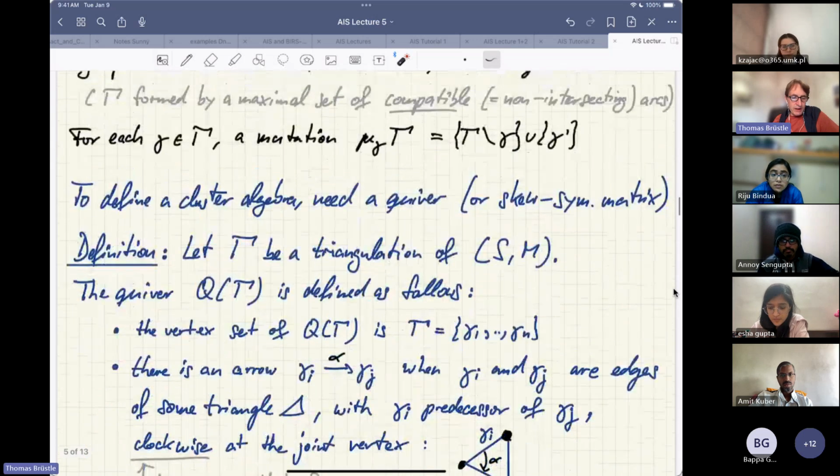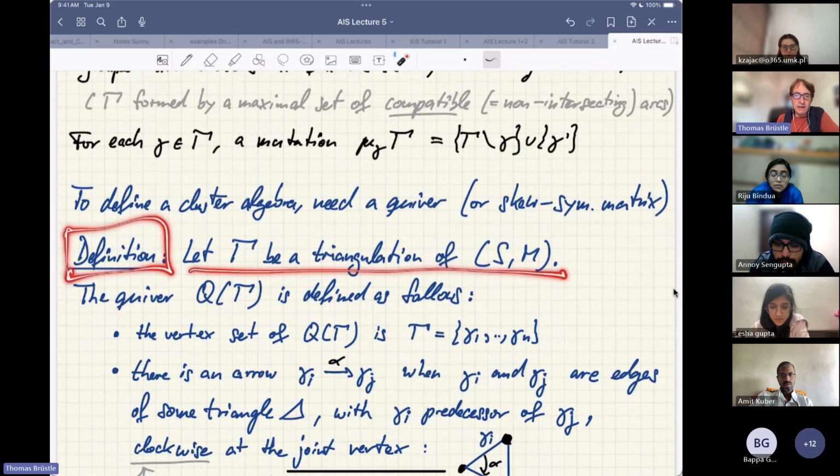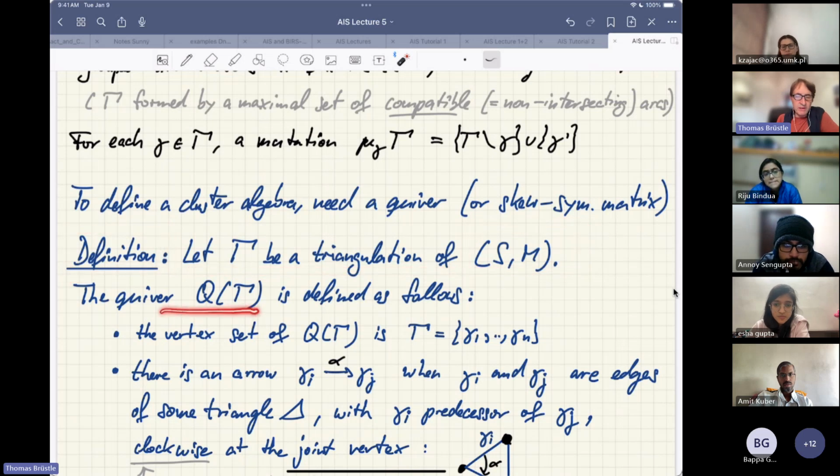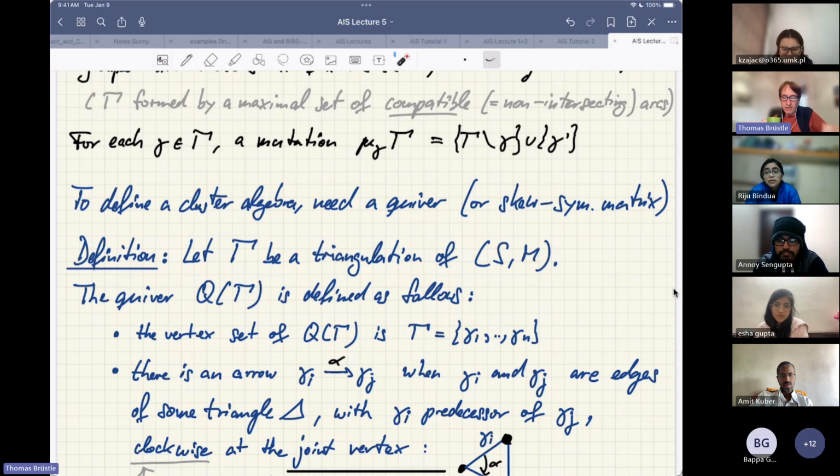The aim now, in the next definition: we fix a triangulation of the marked surface, and we want to define the quiver of that triangulation, Q of gamma. Good, so this quiver is defined in the following way. The vertex set of the quiver is indexed by the arcs. So I take the arcs as the vertex set of the quiver.